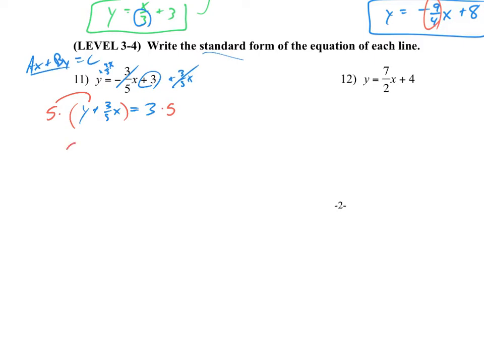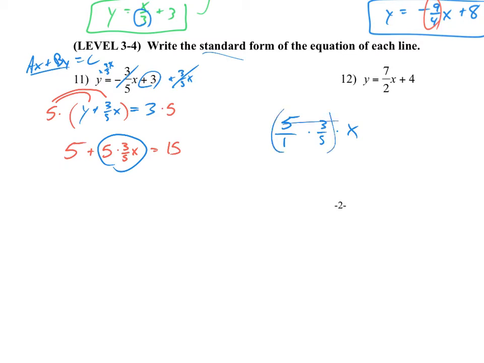This becomes 5. This becomes, I'm just going to write it out, 5 times 3/5 x, and this side becomes 15. If you're not sure about this piece, if you're multiplying, this is 5 over 1 times 3 over 5 times x, right? 5 times 3 fifths times x. That's what this is. So to do this, let's just think about this piece.